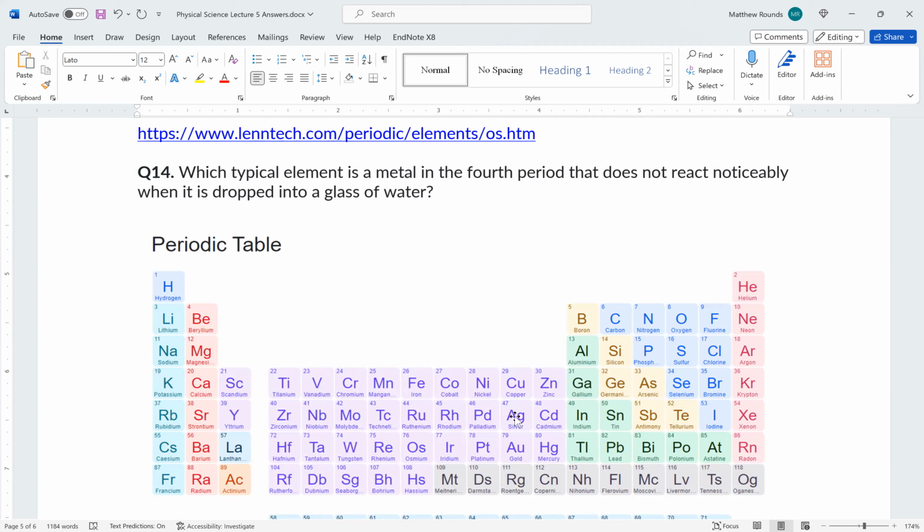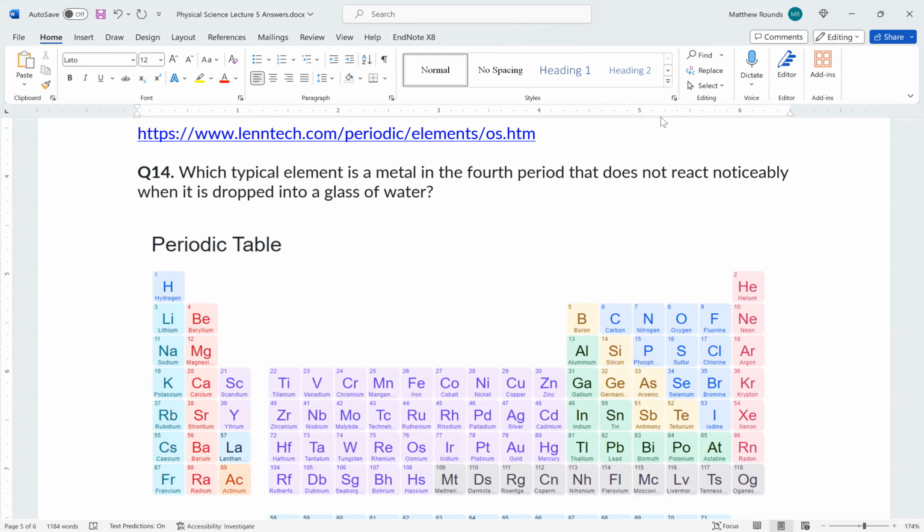Does copper not react with water? Go ahead and do a quick internet search on that. It says here that metals such as lead, copper, silver, and gold do not react with water at all. Right, so copper's one. What else?